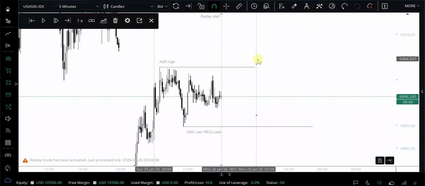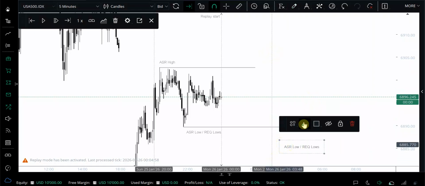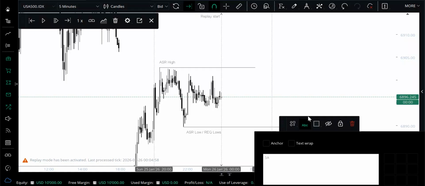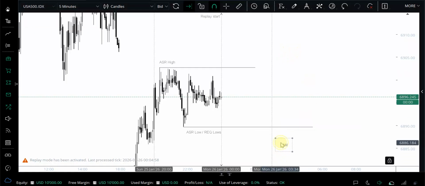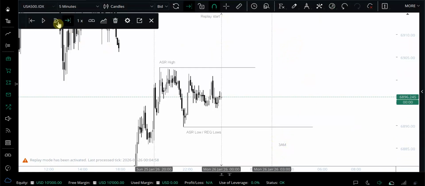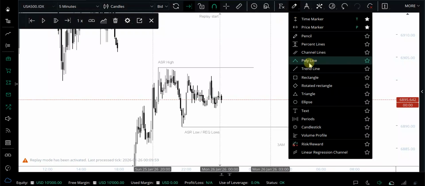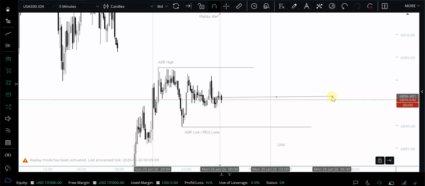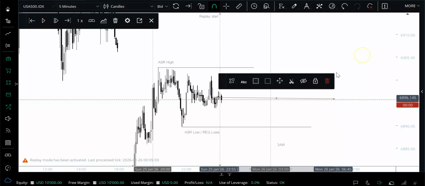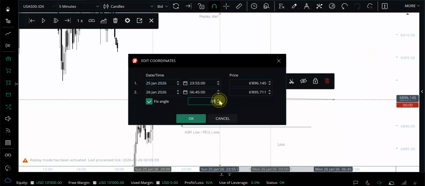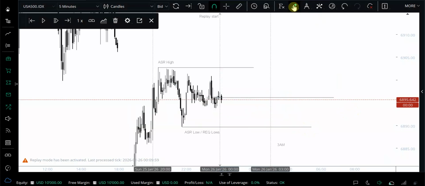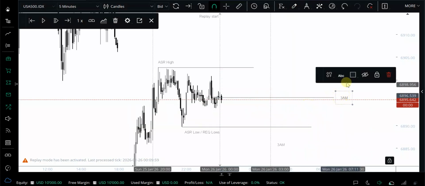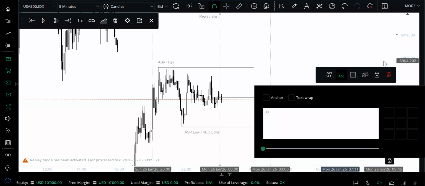Then this is my London open, 3 a.m. Let me just mark it out there. 3 a.m. And then this is my midnight open. Mark it out there. Yeah, so that's a midnight open there.